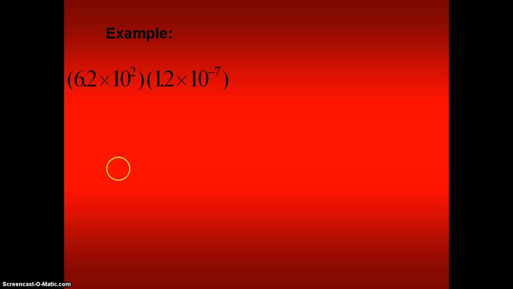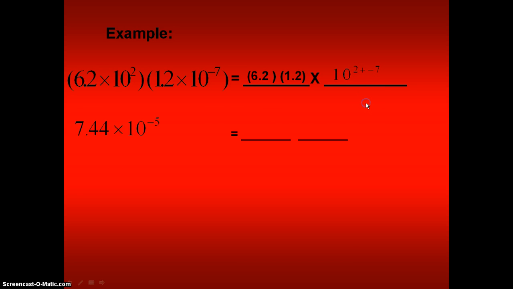Alright, so let's look at another example here. You're going to multiply the first two numbers. You're going to leave the base of 10 the same, and then you're going to add the exponents. Those are the 3 steps that you have to do. So you're multiplying 6.2 times 1.2, and here's where you might want to use your calculator to make the math faster. And then you're leaving the base of 10 alone, and you're adding the two exponents. So you have 2 plus negative 7. This should give you scientific notation as 7.44 times 10 to the negative 5th power. And this is in true scientific notation because 7.44 is in between 1 and 10.